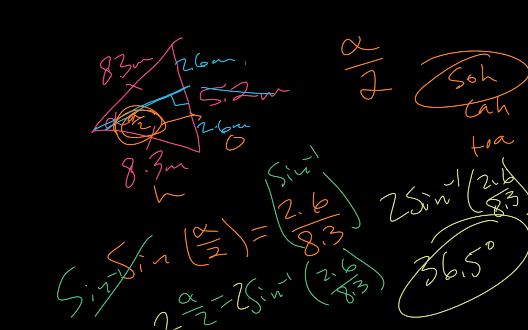Okay, we're going to move on to example 5. It says a rhombus has diagonals of length 10. So I'm going to draw a rhombus.